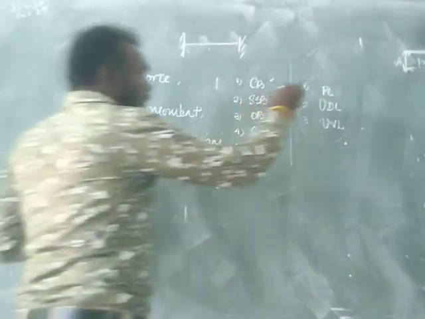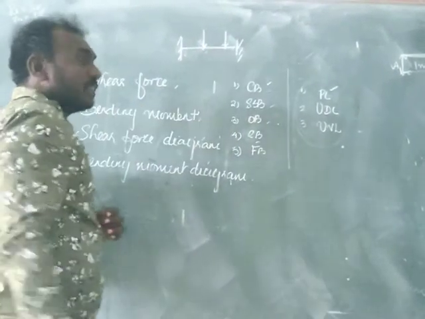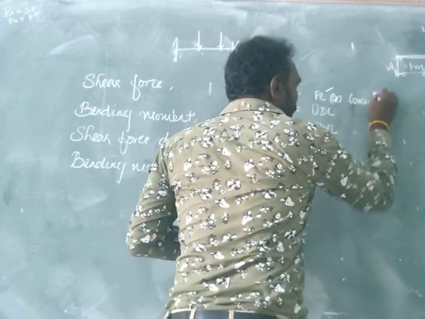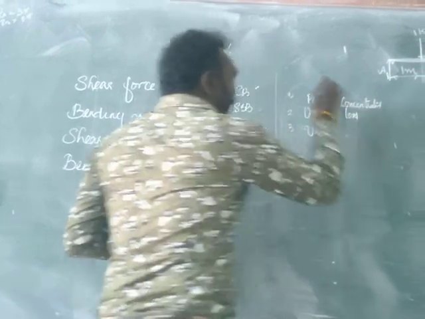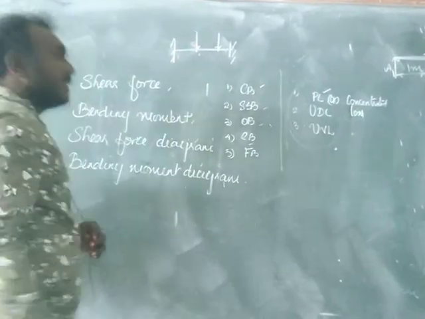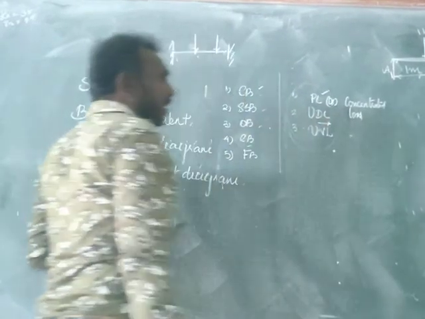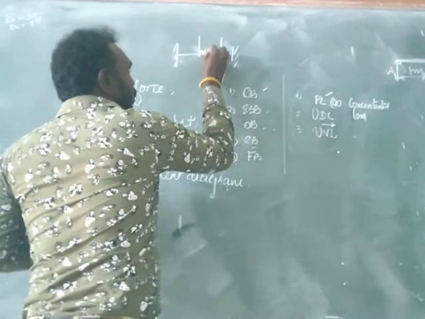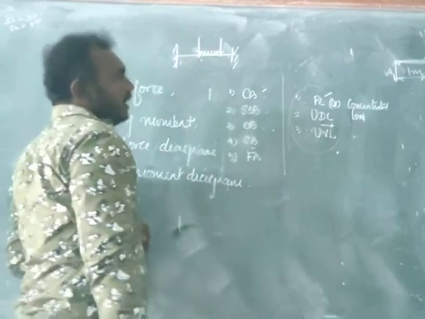What are the 3 types of load? Point load, which means the load acting at a particular point, that is why it is known as point load, or otherwise concentrated load. Why do we call it concentrated load? Because the load acts at a particular point. Then the second type of load is UDL, uniformly distributed load. As the name implies, the load is distributed over a particular span, so it is called uniformly distributed load.